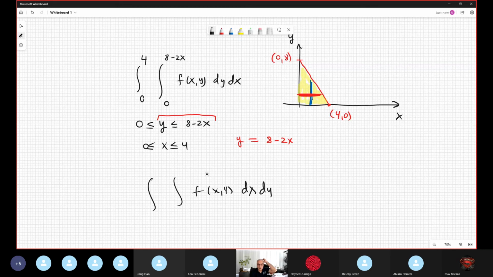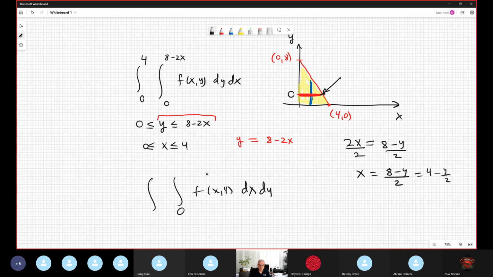So x goes from 0 to the x value of this line. The x value of this line, well, you take this equation and solve for x. Let me see, 2x is equal to 8 minus y, so x is equal to 8 minus y, divided by 2. You can leave it like that, or split the common denominator. Either way. In my paper I split: it's 4 minus y over 2.